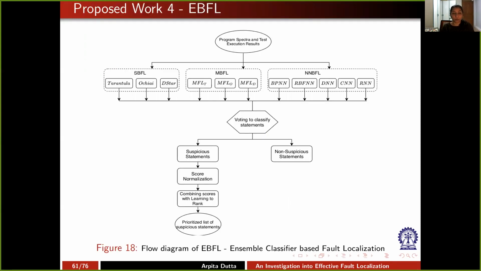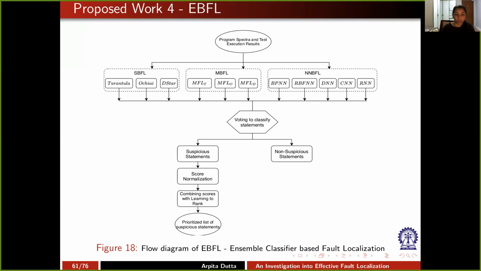Now coming to the fourth proposed work, EBFL. Since we know that any single method is not effective to localize different types of bugs every time, we have combined different domains of fault localization techniques, that is SBFL, mutation based fault localization, MBFL, and NNBFL, that is neural network based techniques. We have taken 11 methods from these different domains, and then we have used a voting method to determine whether the particular statement is buggy or not based upon the median of that particular rank.